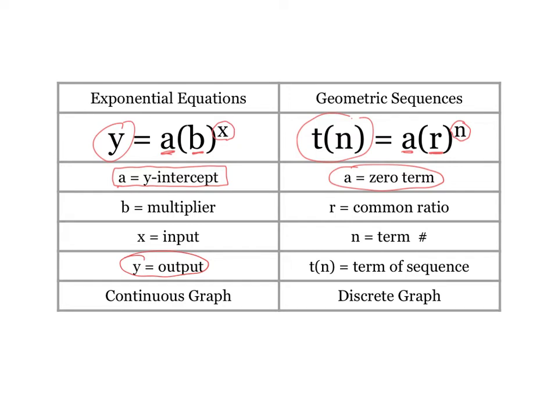And an important difference between these two is that in exponential equations, when you graph them, they have a continuous graph, which means you connect the points that we find, okay? Geometric sequences, if you remember, they had a discrete graph, which means we only graphed the actual values of the sequence, and there were no values in between terms of the sequence.